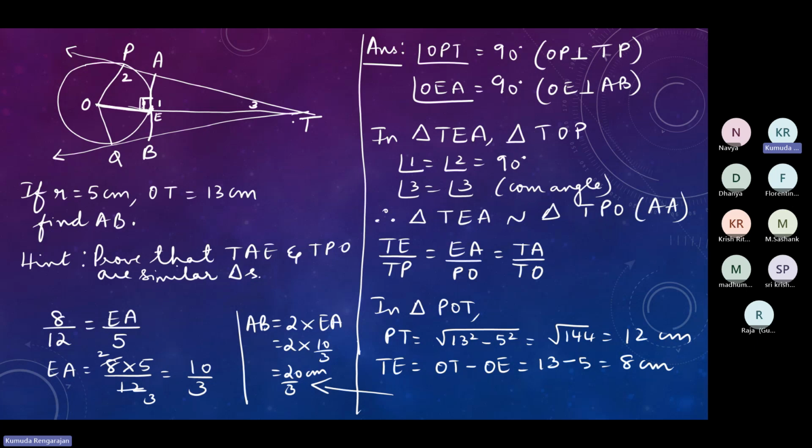So now take up the two triangles, TEA and TOP. Angle 3 is a common angle. And then angle 1 is equal to angle 2. Angle 1 is in triangle TEA and angle 2 in triangle TOP. Both are 90 degrees. So the two triangles are similar by AA similarity criterion. Write the proportion. In similar triangles, corresponding sides are proportional.